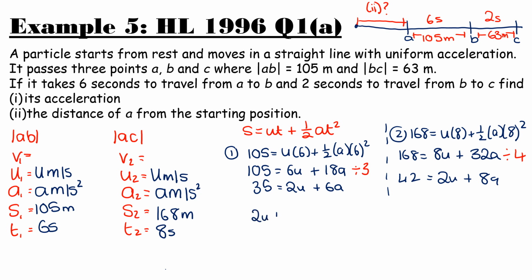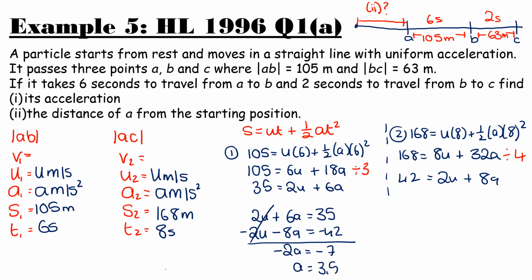So I'm going to just flip these around. I prefer to have my constant on the right hand side, but it really doesn't matter. And then I'm going to change the sign of the second equation. So that's going to be minus 2U minus 6A is equal to minus 42. Working that through, we get minus 2A equals minus 7. So A is equal to 3.5 meters per second squared.